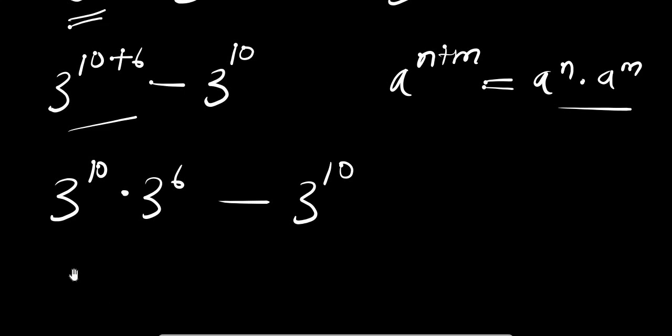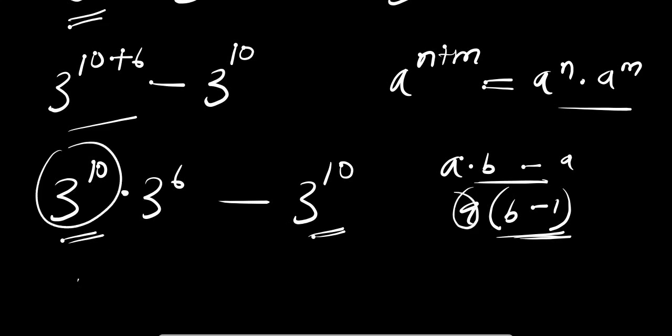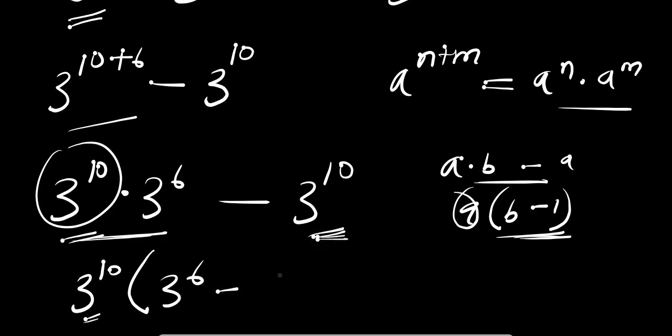So this is it. We have 3 power 10 here. We have 3 power 10 here. If you have a times b minus a, this simply means a times b minus 1. Because if you expand this, you are definitely going to get this again. So we factor out a. So we are going to factor out 3 power 10. So we have 3 power 10 times the whole of this divided by 3 power 10. We have 3 power 6. Minus 3 power 10 divided by 3 power 10, we have 1.